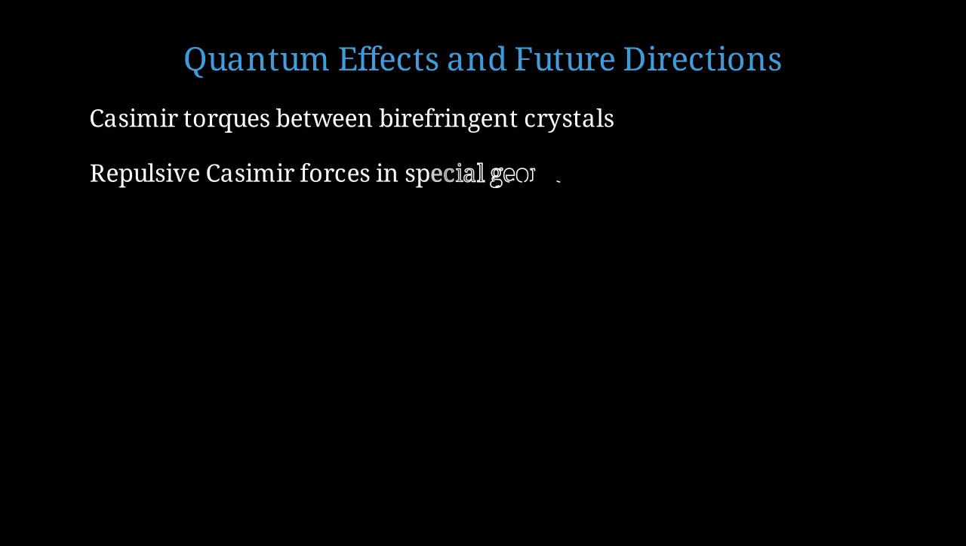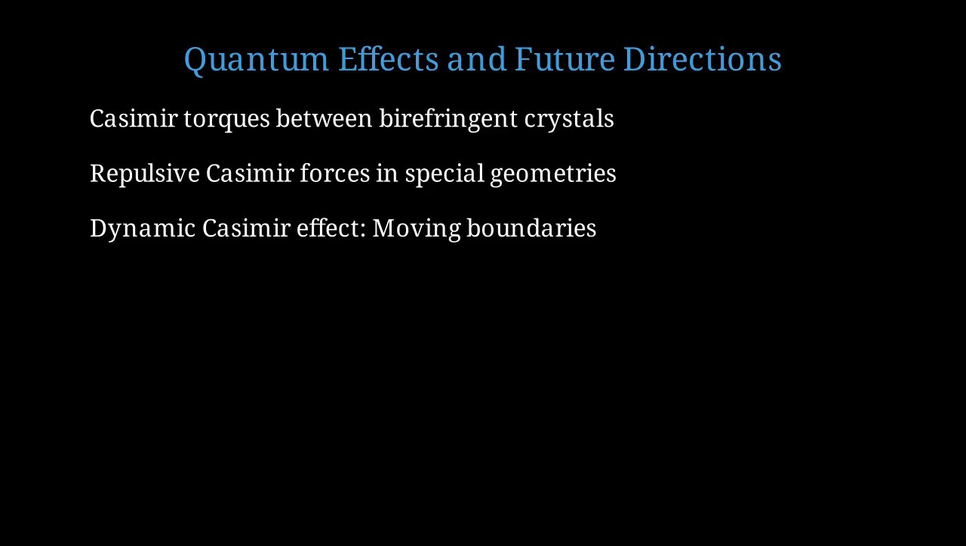In certain geometries and material combinations, Casimir forces can even be repulsive. This requires careful engineering of the dielectric functions, but has been demonstrated experimentally. Repulsive Casimir forces could solve the stiction problem entirely. There's also the dynamic Casimir effect, where moving boundaries can create real photons from vacuum fluctuations. This has been observed in superconducting circuits and might have applications in quantum information processing.